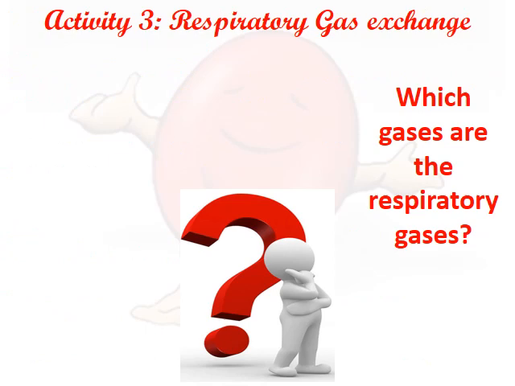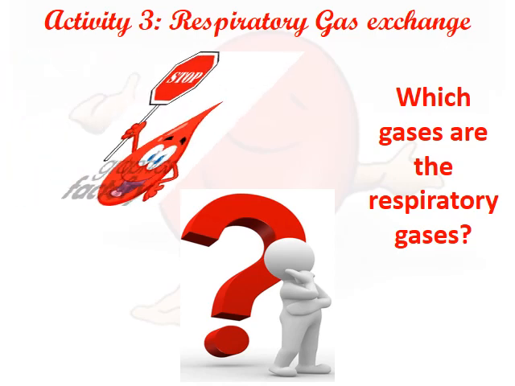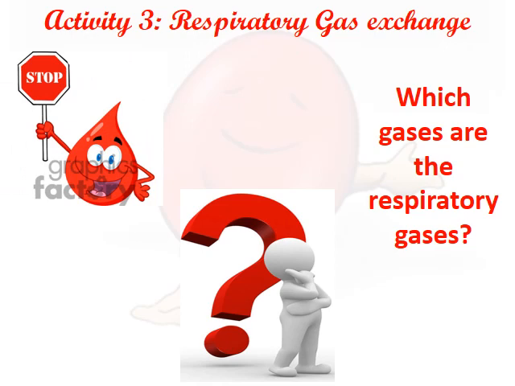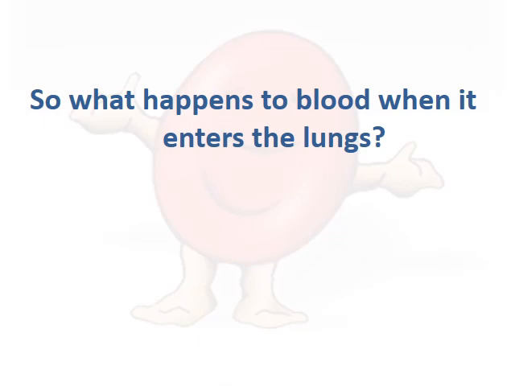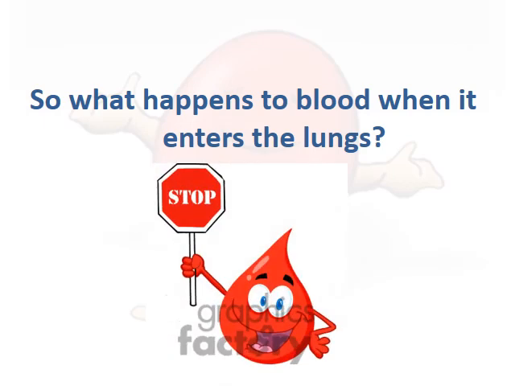Activity 3 in your book is talking about the respiratory gas exchange. Which gases are the respiratory gases? We already know that they are oxygen and carbon dioxide. Here, what happens to blood when it enters the lungs? You have to answer this question in this activity.